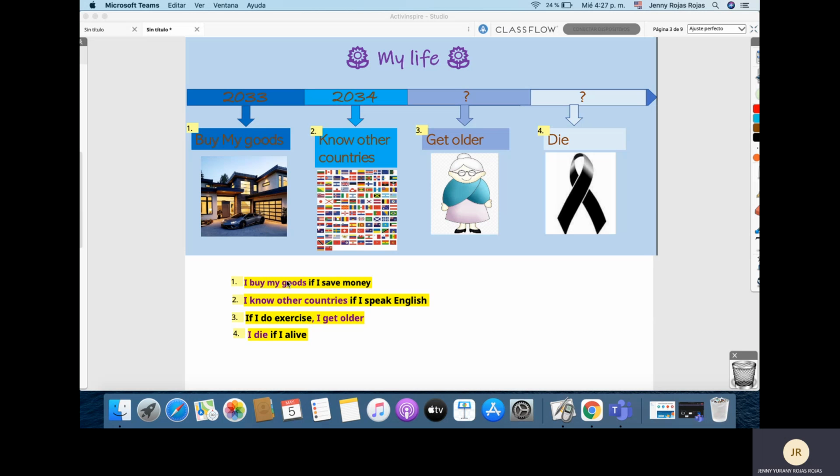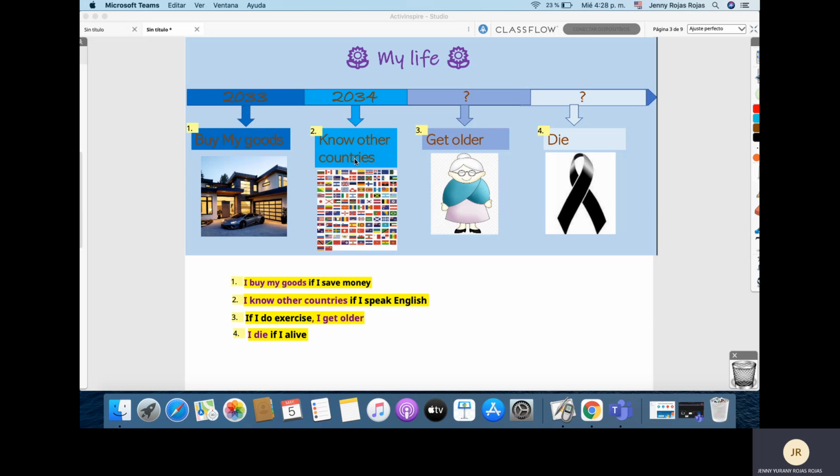I buy my goods. Yo compro mis bienes. If I save money. Entonces sí, yo ahorro dinero. Entonces solo puedo comprar esto si tengo dinero, ¿sí? A menos que no lo tenga, pues ya es diferente la situación. Remember that I don't use a comma here because the second part of this structure is the if clause. Entonces acuérdense que aquí no voy a utilizar coma porque estoy utilizando la if clause en el segundo lugar. Por eso no hay coma aquí.